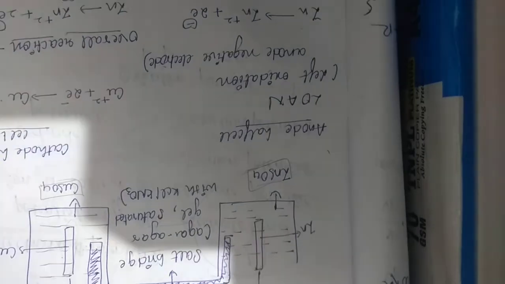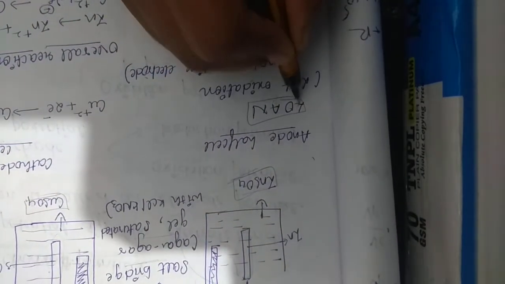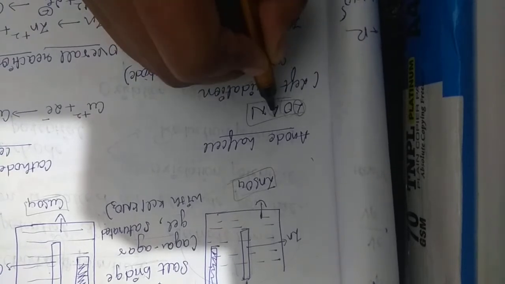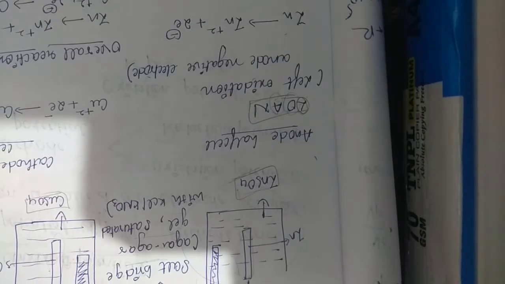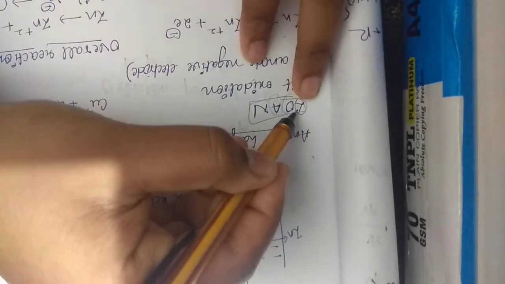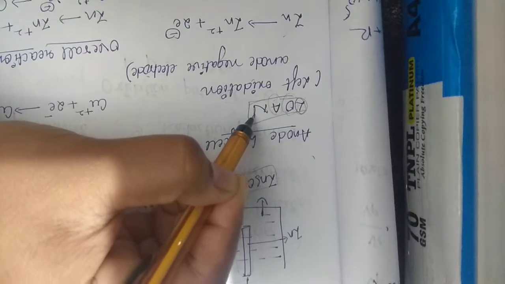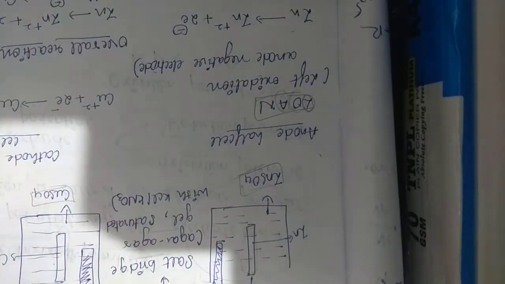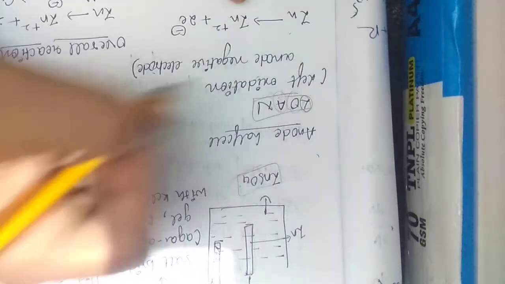Now, one easy way to learn this is LONA. What is LONA? L is left, O is oxidation, A is anode, N is negative electrode. So what is the anode? Left, oxidation, anode, negative electrode. Just remember, anode is LONA.